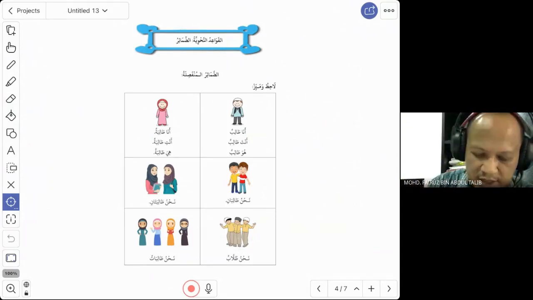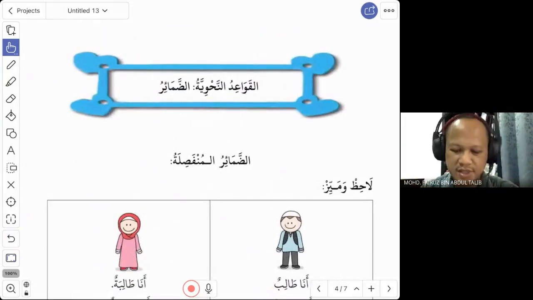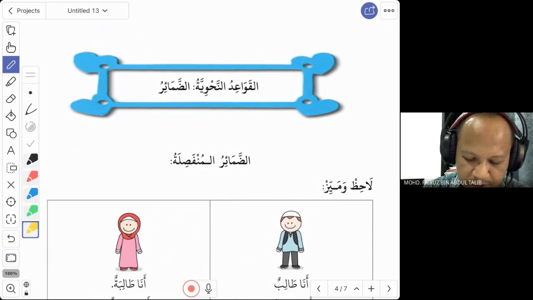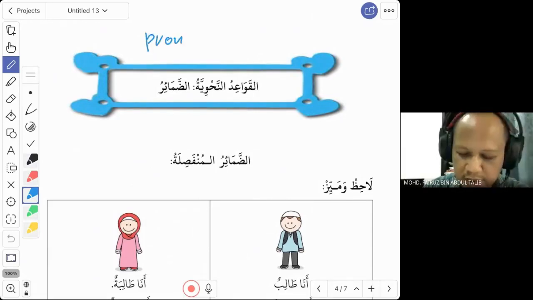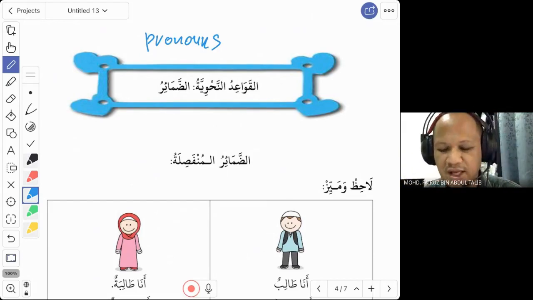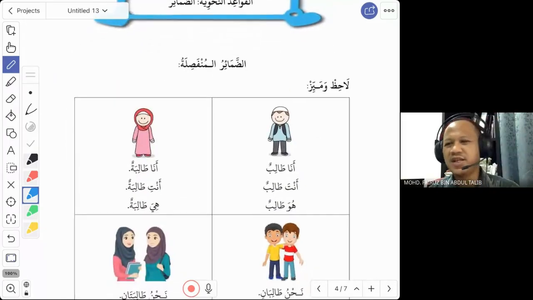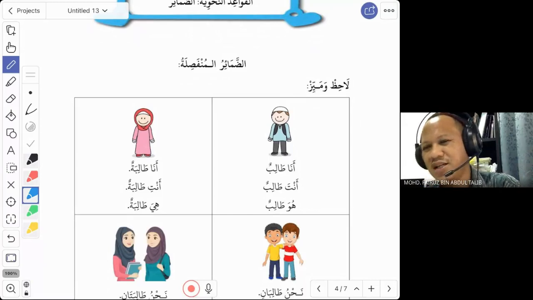We look at the lesson Ad-Dama'iru, the pronouns. This is for the topic pronouns. And of course, we have learned the 2 types of pronoun, Dama'ir Munfasila and Dama'ir Muttasila. We look at Dama'ir Munfasila. How many words have you learned in the topic of Dama'ir Munfasila in the previous lessons?